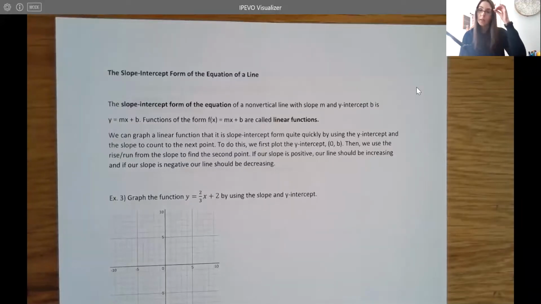So we can do more with slope as well. We can actually use slope to graph. So here's a third way that you can graph. This is particular to just lines though.